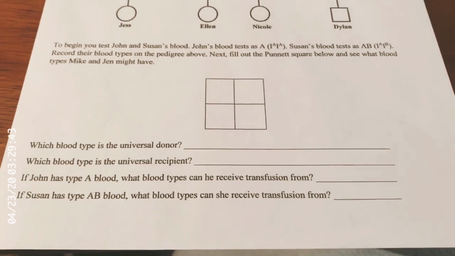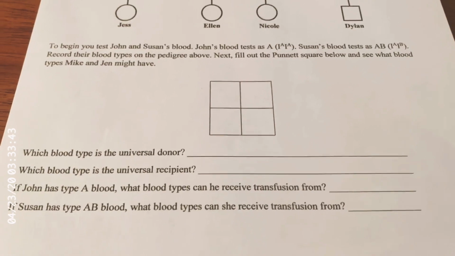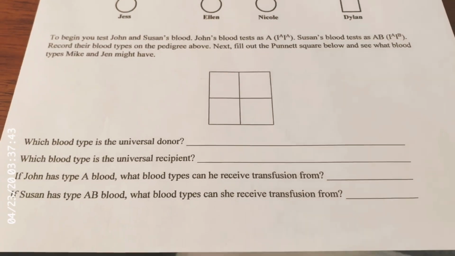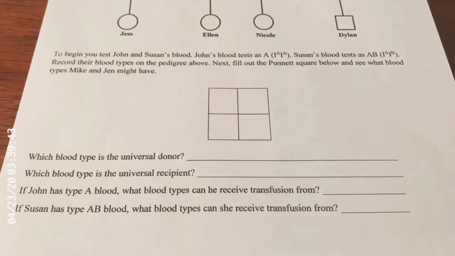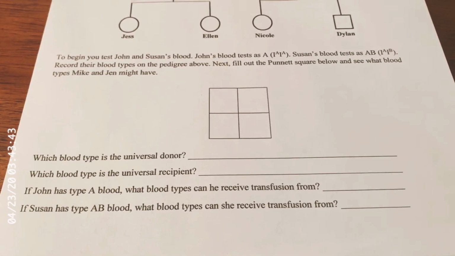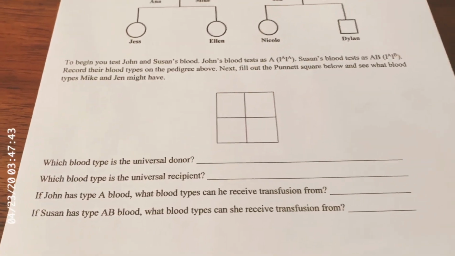Then you want to answer these questions. Which type of blood is universal donor? Which is the universal recipient? If John has type A blood, what blood types can he receive a transfusion from? And if Susan has type AB blood, what types of blood can she receive a transfusion from? You want to write down both those answers on here.